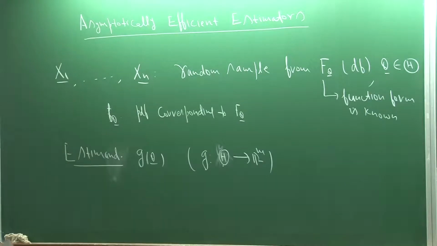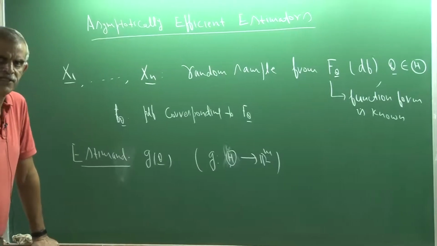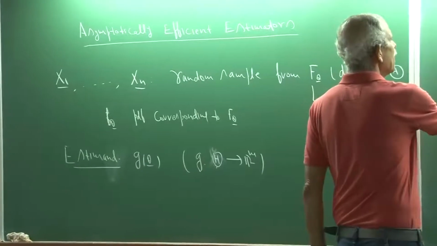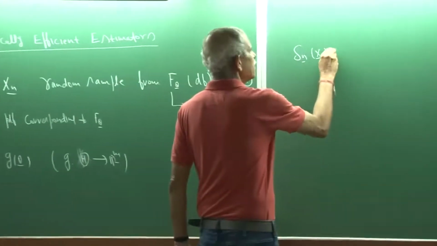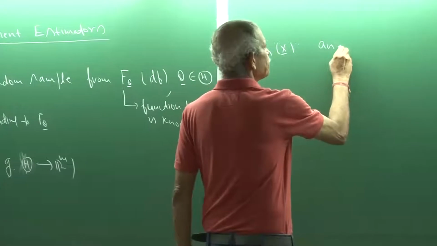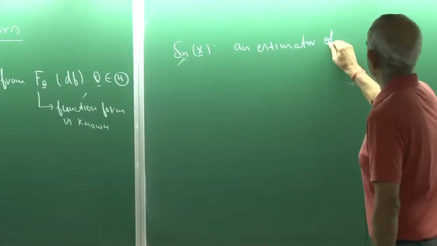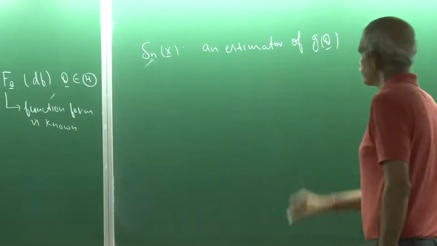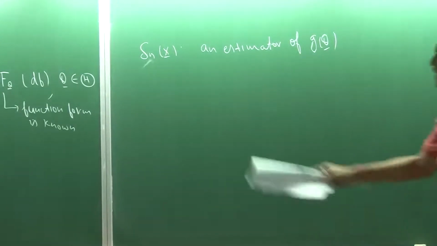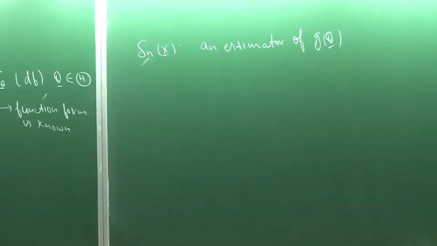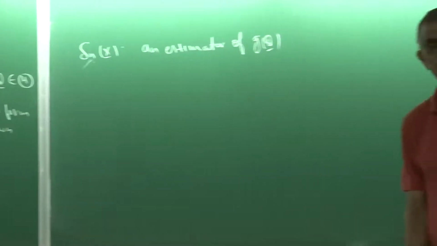So suppose I want to study this problem when the sample size becomes large. For that, let us assume that delta_n(X) is an estimator of g theta. I have emphasized the dependence on the sample size n because I want to see the effect of sample size on the performance of this estimator delta_n.